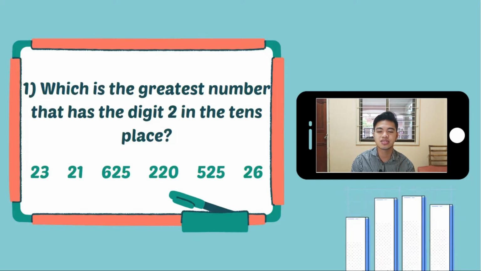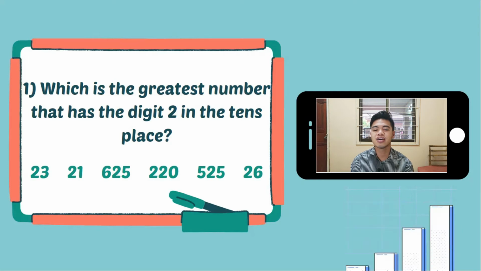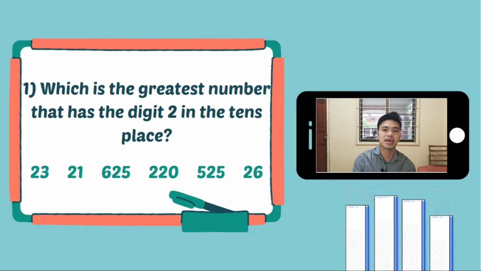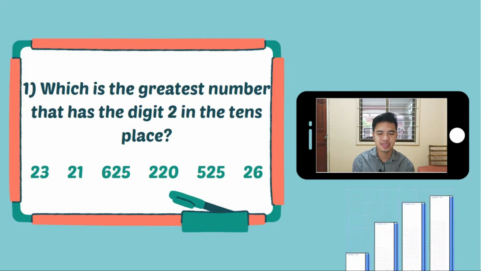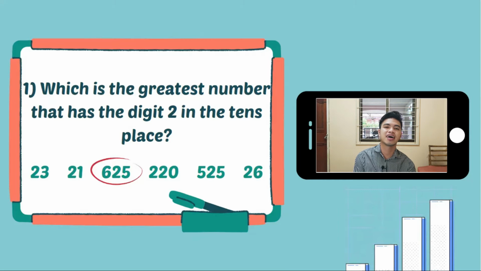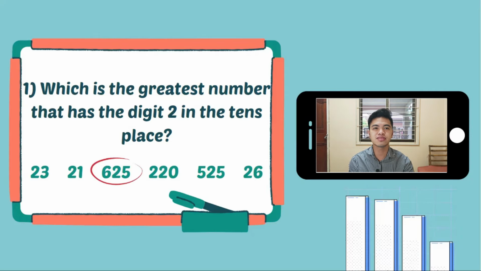Is it 23, 21, 625, 220, 525, or 26? So Teacher Lance already gave all the numbers that has the digit 2 in the place value of tens so that you can choose which is the greatest number among all of them. So what do you think is the biggest of them? Good job! The answer is 625 because it has the highest value. So let's go to the next one.